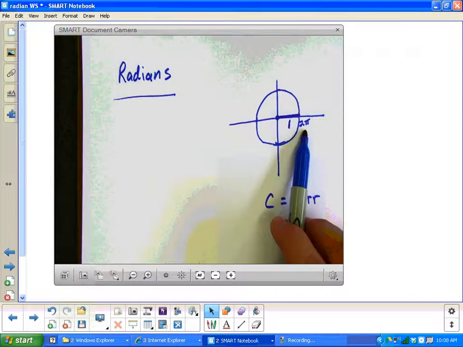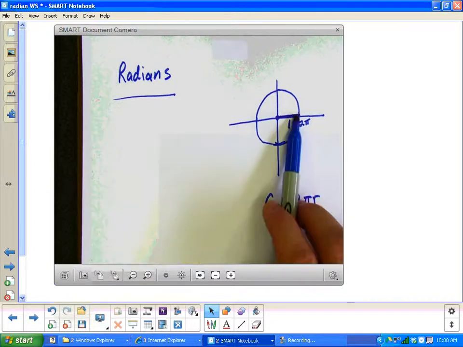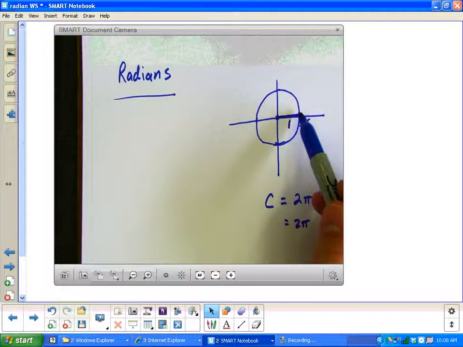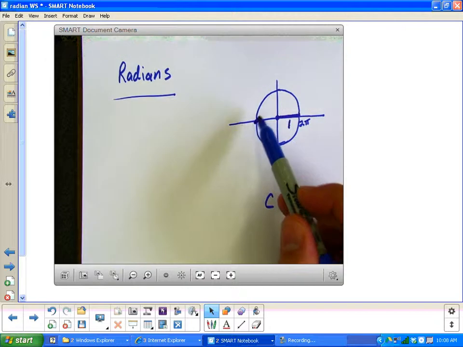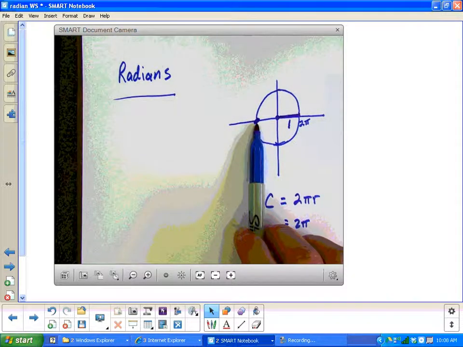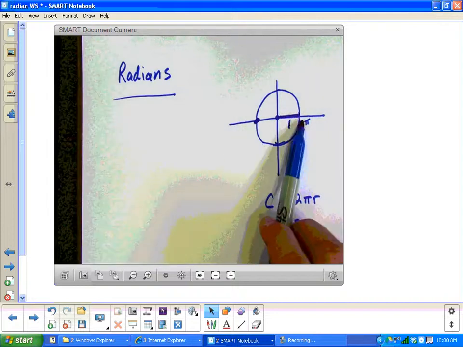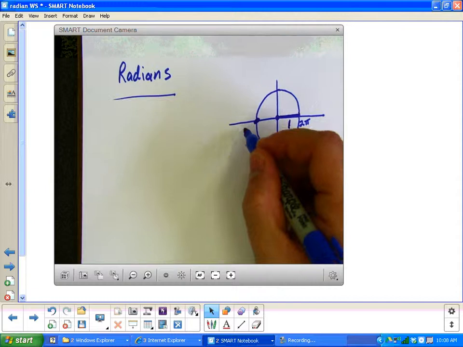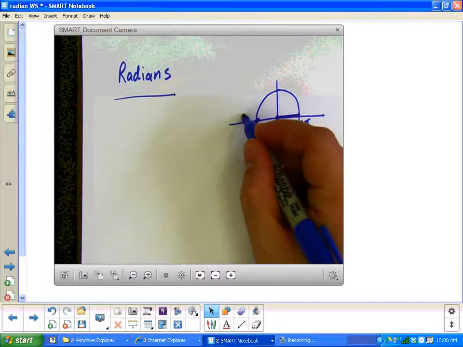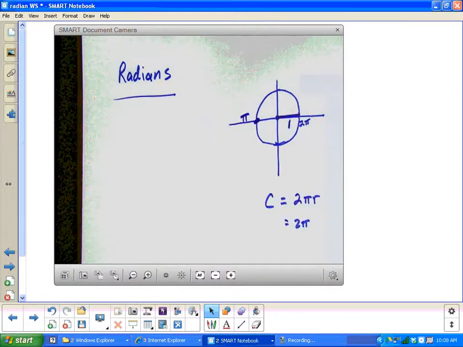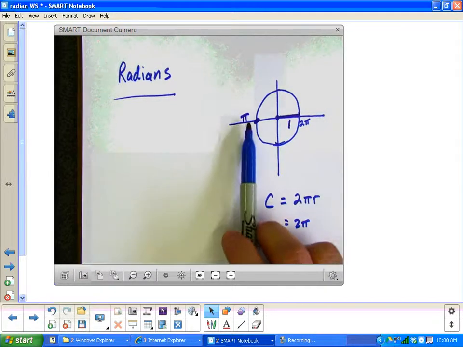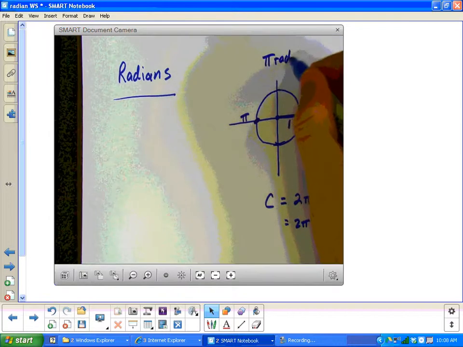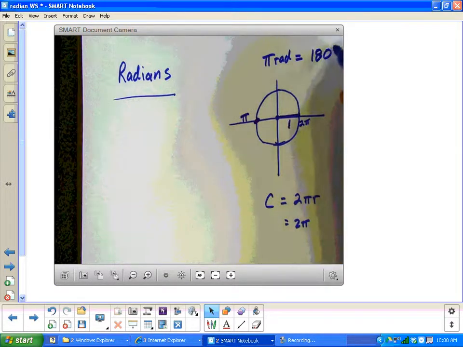Now, I want you to think about this. All the way around is 360, or in radians, it would be 2 pi. Now, what's halfway around in degrees? 180. Now, if all the way around is 2 pi, then what would be halfway around in radians? Pi, or 1 pi, and we can just say pi. So now this is the conversion factor that we use the most: pi radians is equivalent to 180 degrees.